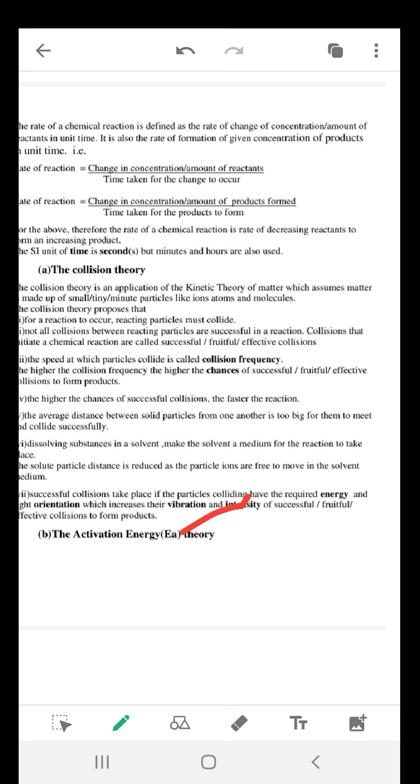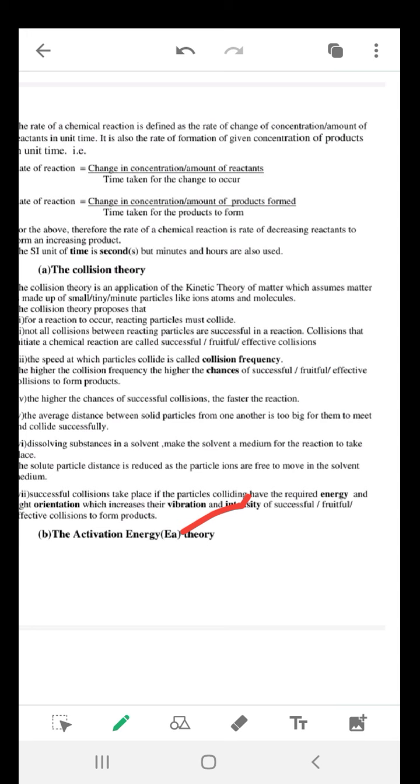Then the average distance between solid particles from one another is too big for them to meet and collide successfully. So you can see in a solid, these tiny particles that form a solid are vibrating, they are moving, but they are moving within fixed positions. They are vibrating within fixed positions.